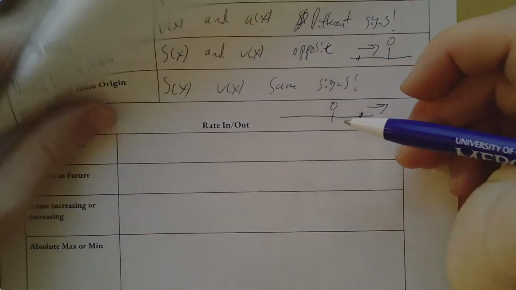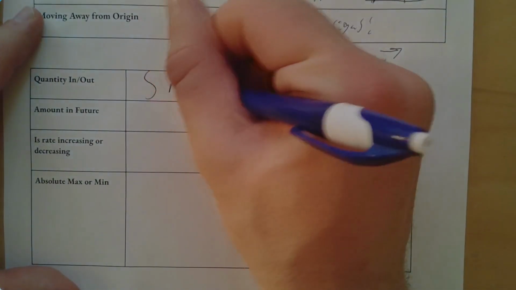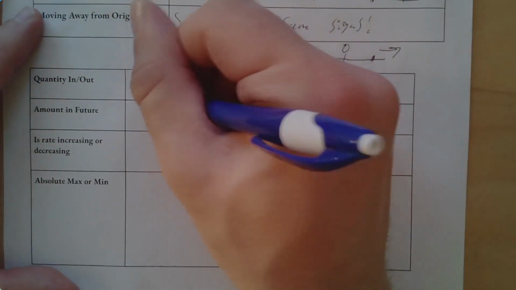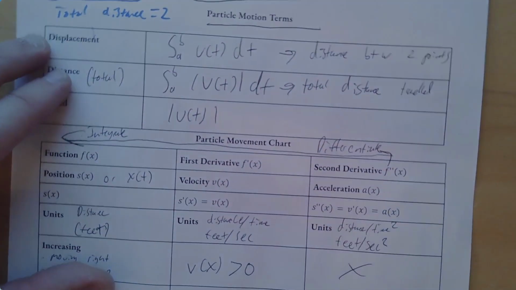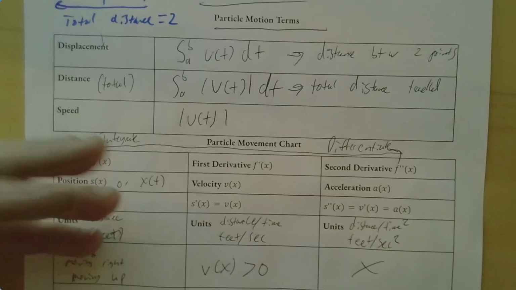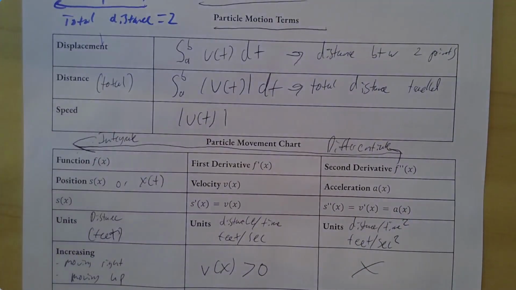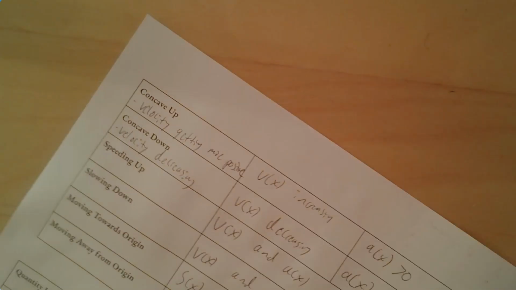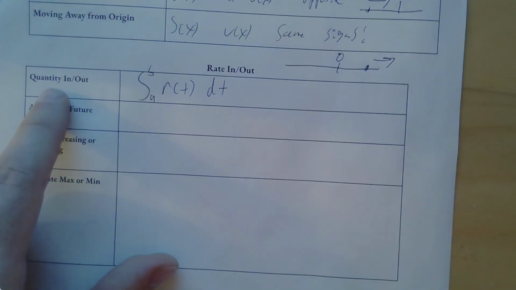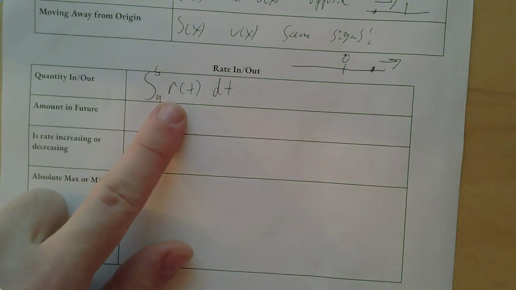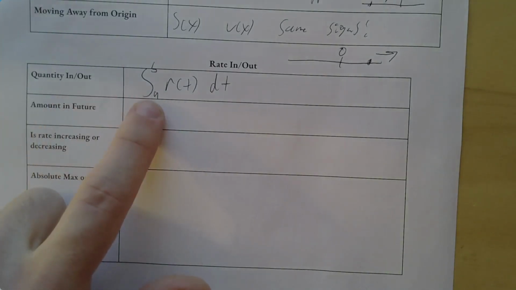Okay. Rate in, rate out. To get a quantity in or a quantity out, you want to just integrate the rate. Integrate r of t dt from some a to b, right? It's very similar to the idea of displacement. The way I think about this is displacement is a quantity of distance. Well, if I want a quantity in or out, it's the same idea. You're integrating that same rate. I hope you make a connection between the quantity in and the quantity out and displacement.